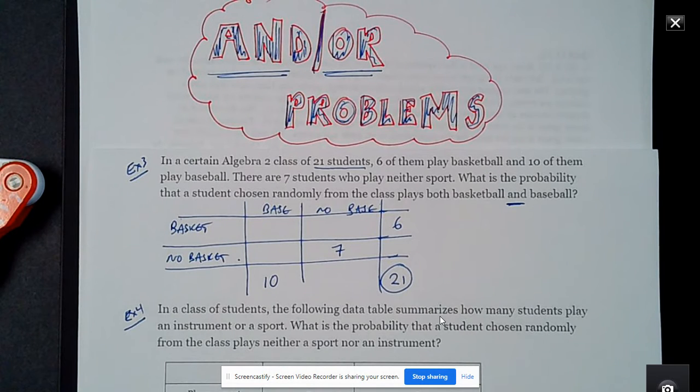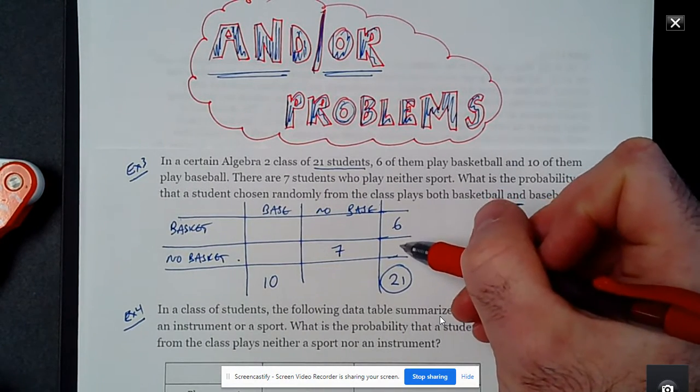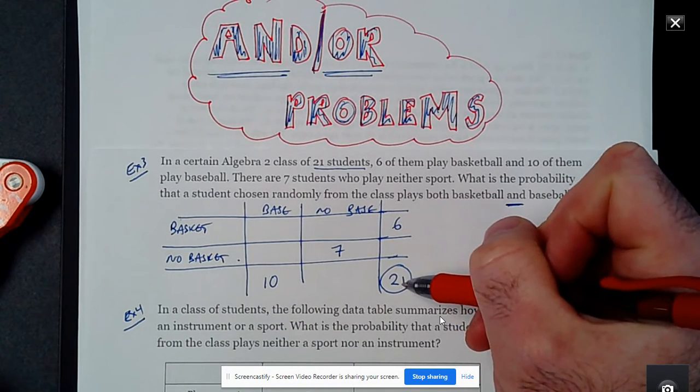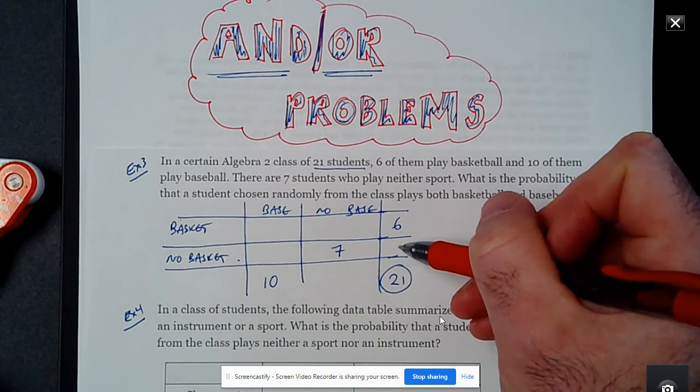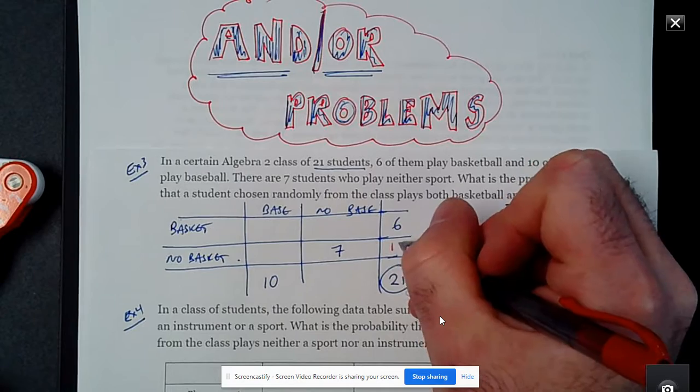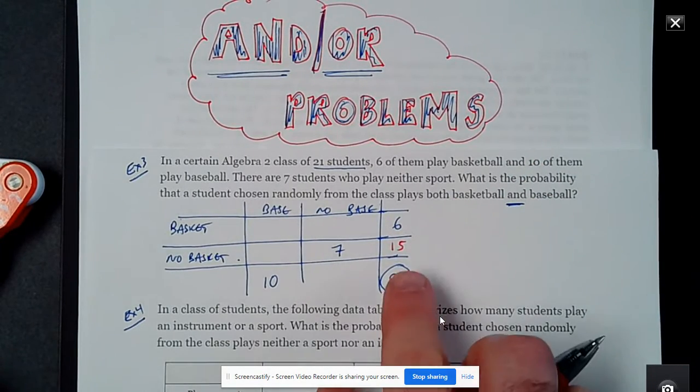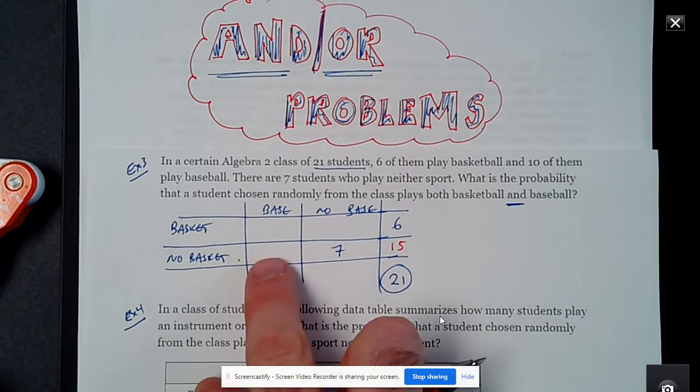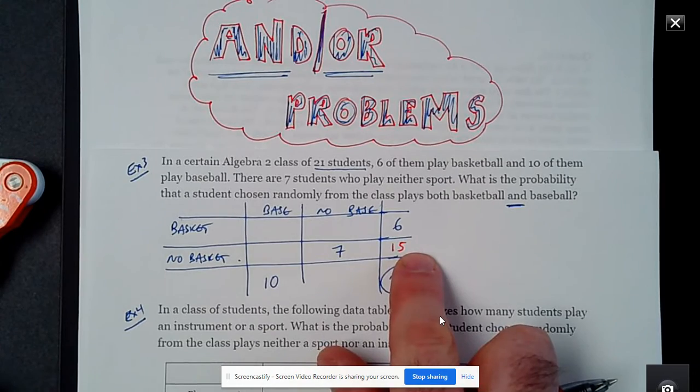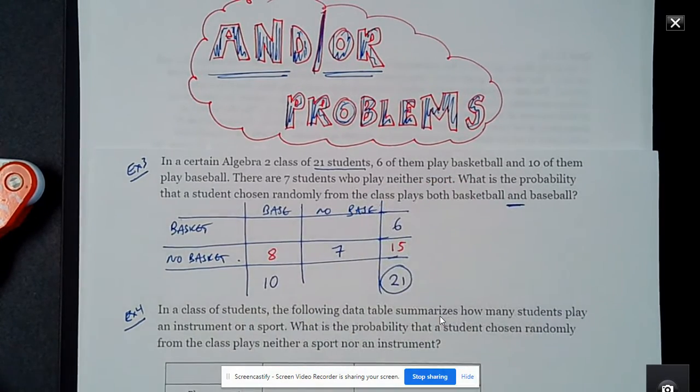Now, I've got a lot of spaces that I didn't get any information for. So I need to make sure that I fill these in. But remember, all the totals have to add up. So 6 plus this total has to equal 21. So the missing number would be 15. Well, now that I've got this 15 right here, what plus 7 will add up to the grand total of 15? That would be 8.